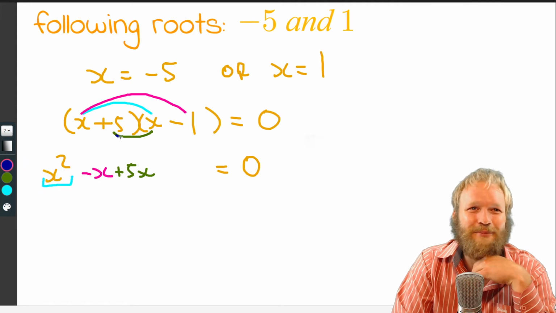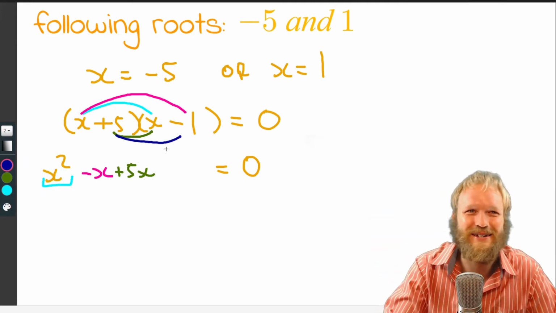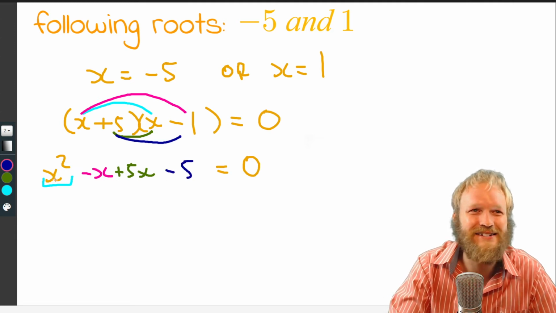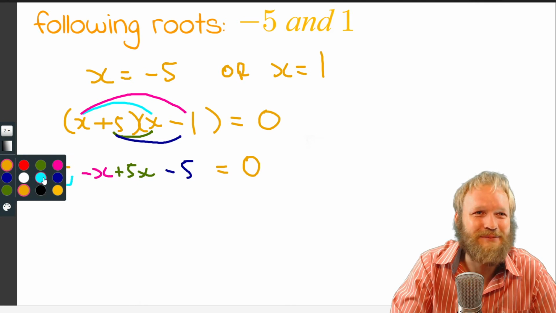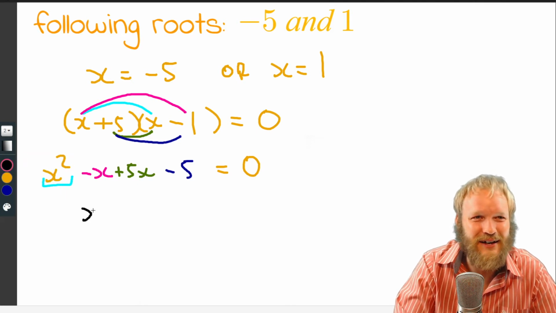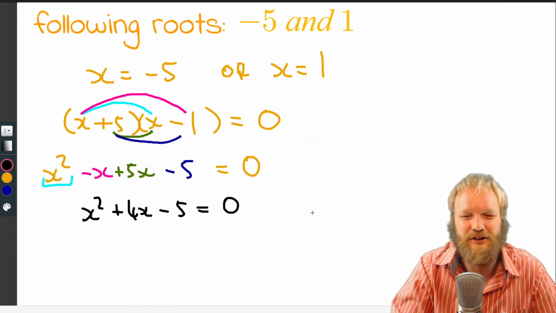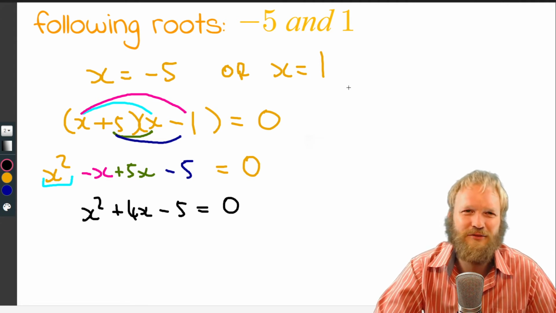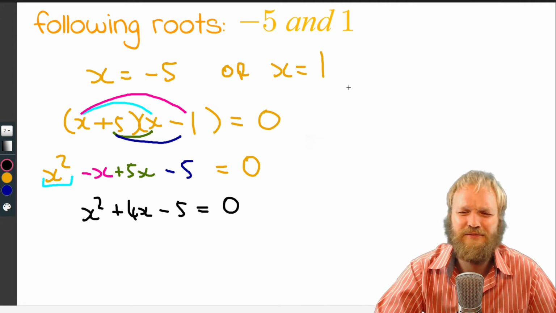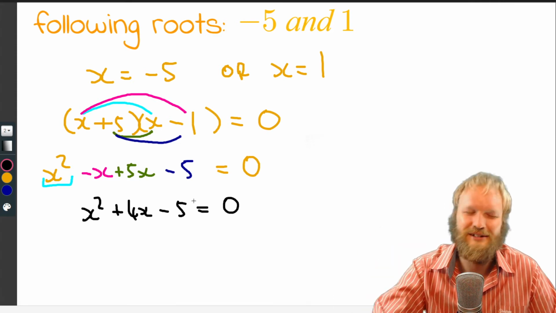And what do we end up with? 5 times -1 gives us what? Oof, gives us -5. Feeling good today. So we've got x squared minus x plus 5x, which is plus 4x, minus 5 equals 0. Done. Quadratic. There are 2 solutions. We could check them if we wanted to. I feel particularly inclined to check it. 1 squared, yeah, we can do that.